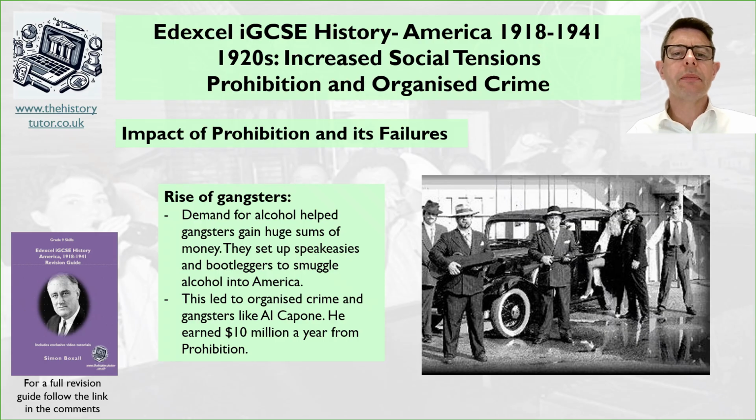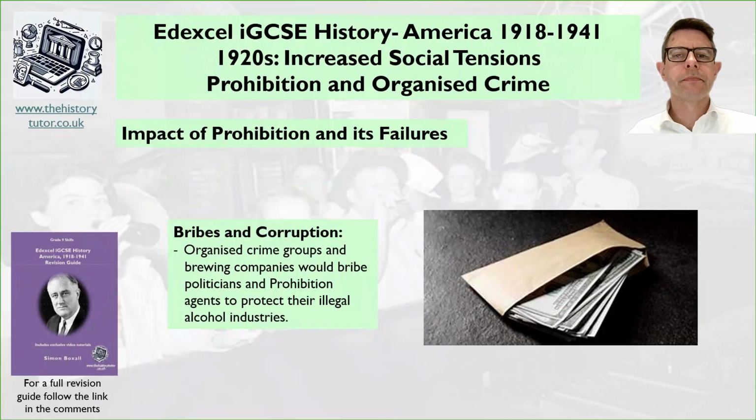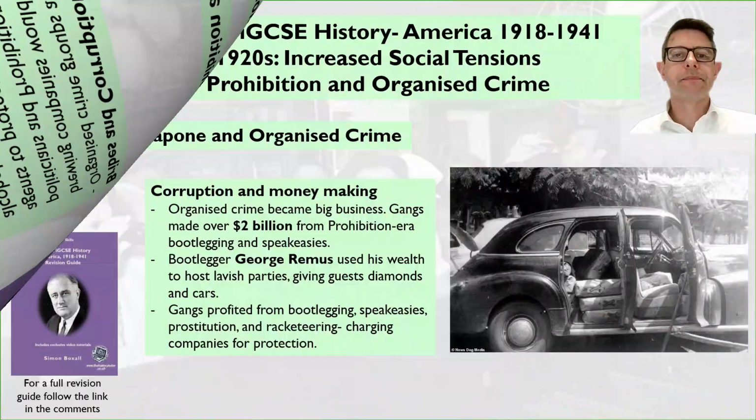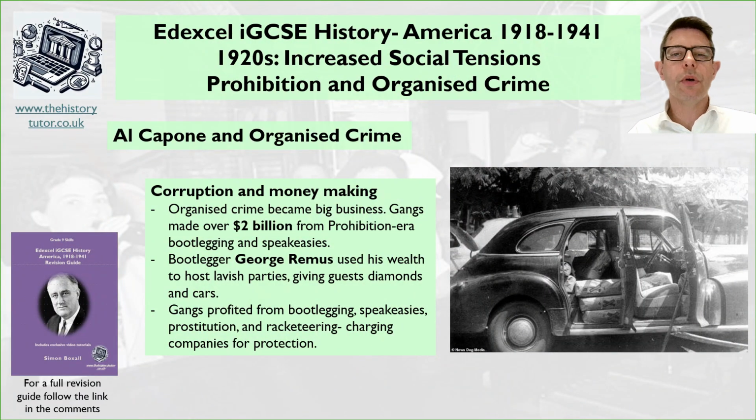Al Capone earned £10 million a year from providing illegal alcohol during Prohibition. Of course, bribes and corruption became abundant due to this as well. Organised crime and brewing companies would bribe politicians and prohibition agents to protect their alcohol industries and make these agents, as it were, look the other way. Of course, all this money making made organised crime more powerful. So organised crime became big business.